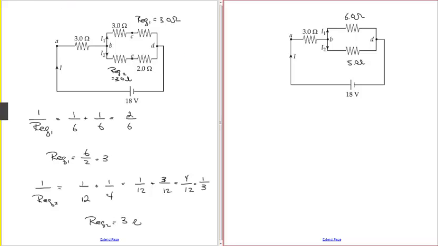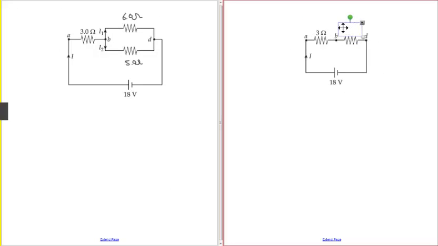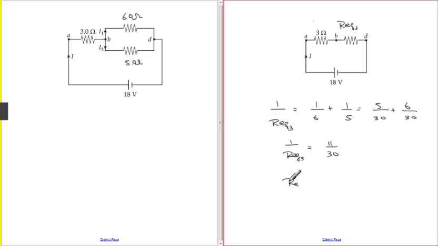Now we have these two resistors which are in parallel. I'm going to call this R sub EQ3. Because they're in parallel, we have to do the reciprocal relationship, so it's not quite so easy. That is equal to 1 over 6 plus 1 over 5. If we combine those in the common denominator, we'll have 5 thirtieths plus 6 thirtieths. I multiply both the numerator and the denominator by 5 and by 6. Now we have the common denominator of 30, so we add those and you get 11 thirtieths. And so the equivalent resistance 3 is just 30 over 11.